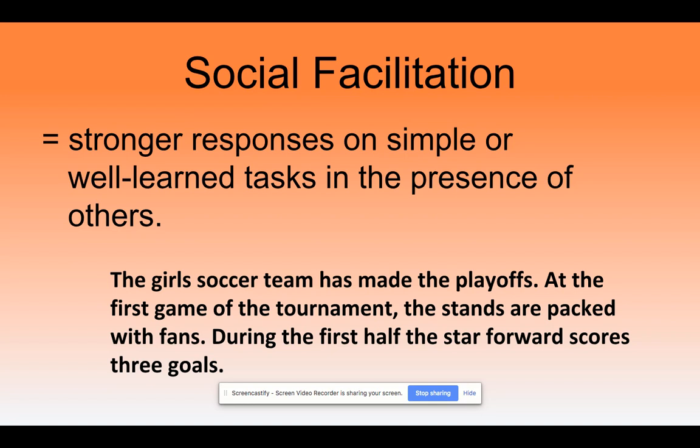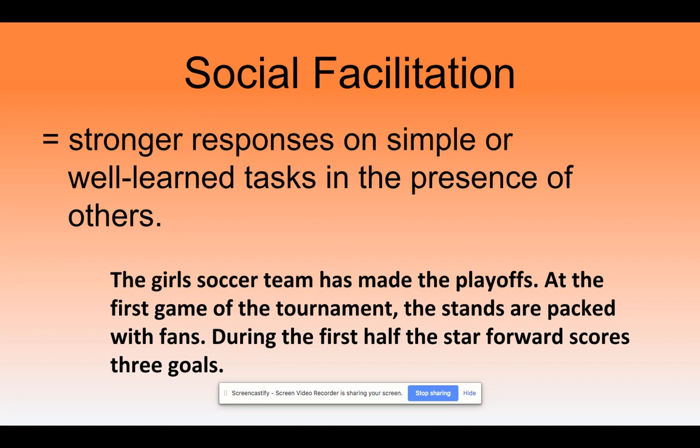So how does this apply to social facilitation? First of all, the girls' soccer team has well-learned tasks in the different plays and the different moves on the soccer field. Second of all, there are a ton of people, so there's a lot of presence of others. And lastly, they have very strong responses where they score 3 goals in the first half of the game. So the more people that are there and the better learned tasks you have, the better off you're going to do. Another example of this might be giving a presentation in front of people.